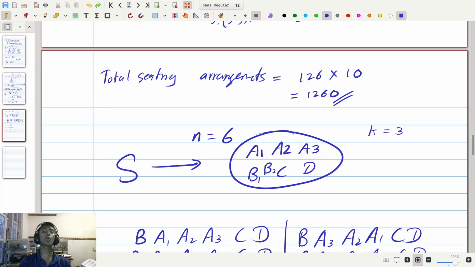So in this case, the total number of permutations would be n factorial divided by K1 factorial, which would be 3 factorial, times K2 factorial, which is 2 factorial, times K3 factorial, which is 1 factorial, which is 1, times K4 factorial, which is also going to be 1 factorial, which is going to be 1.